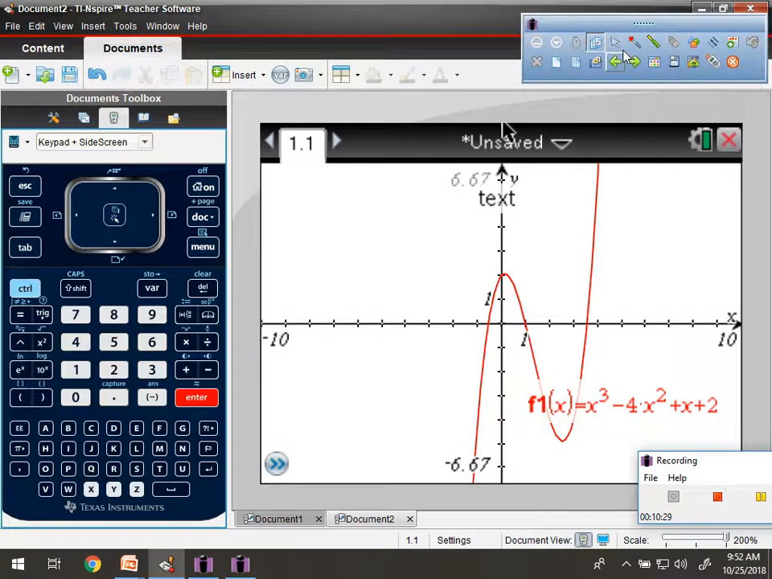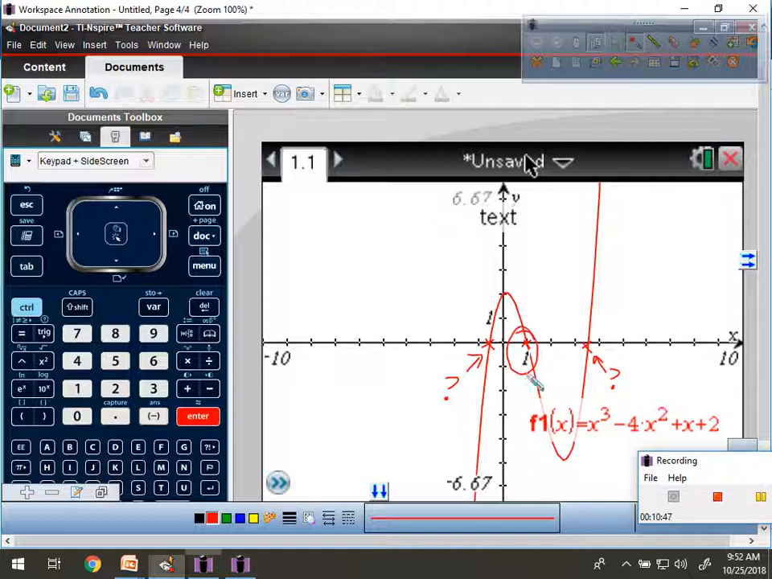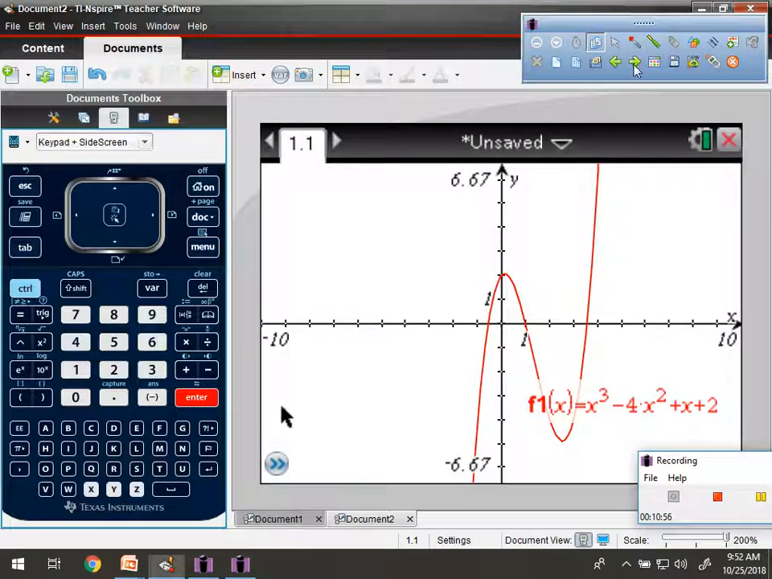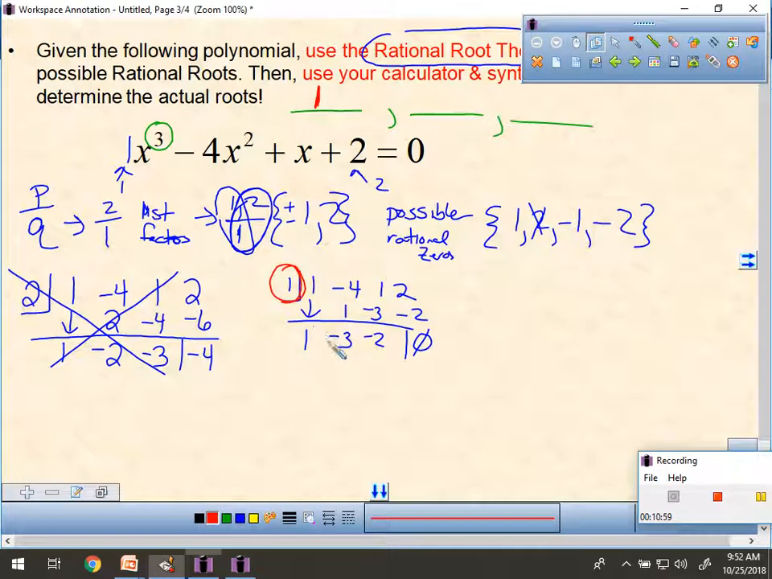If you notice, how many times does that graph cross the x-axis? 1, 2, 3. Now, I don't really know what that first number is. It's somewhere between 0 and negative 1. I also don't know what that other number is. It's somewhere between 3 and 4. But beyond a shadow of a doubt, one of my answers has to be 1. So again, if you did not have a graphing calculator, this is the method you would have to use to find it. You would have to do synthetic division and make sure you verify.